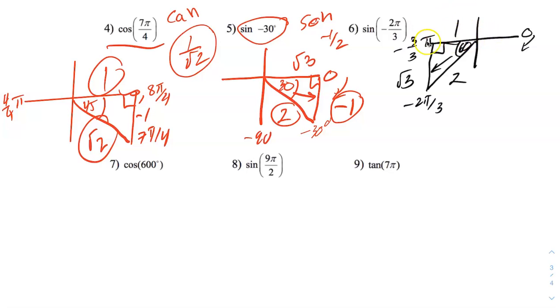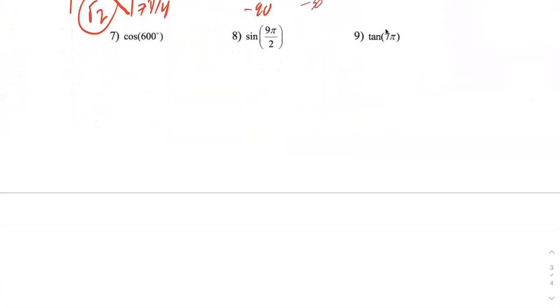What's negative? We went to the left, so that should be negative, and we went down, so that should be negative. Remember, if you don't like that, you can always do All Students Take Calculus. We're doing sine, so opposite over hypotenuse. Like that. Let's move on to this one.